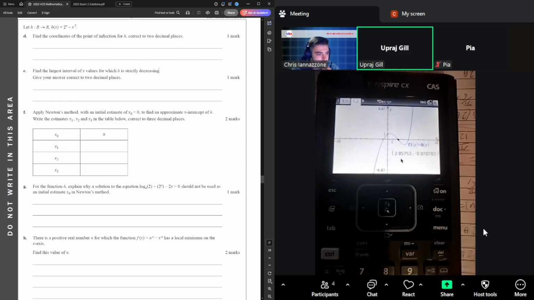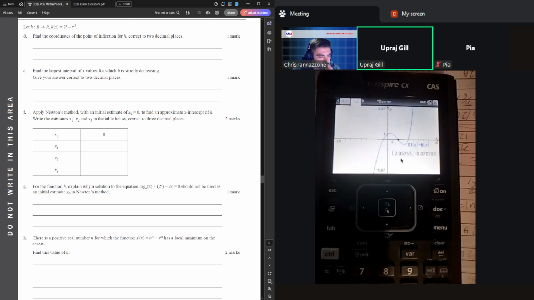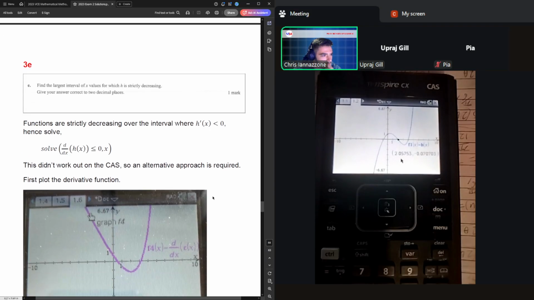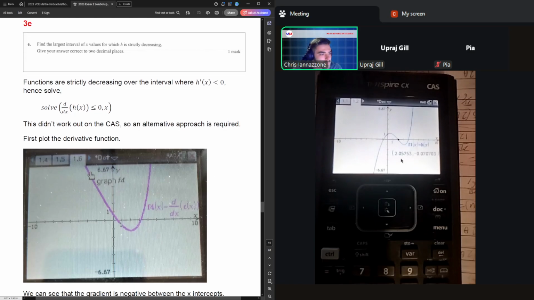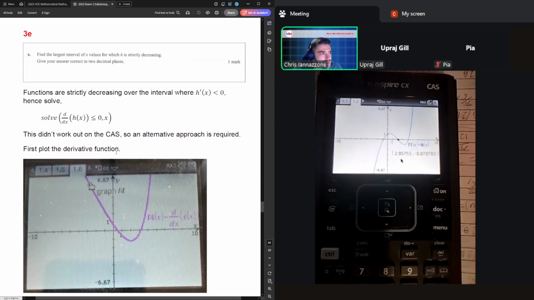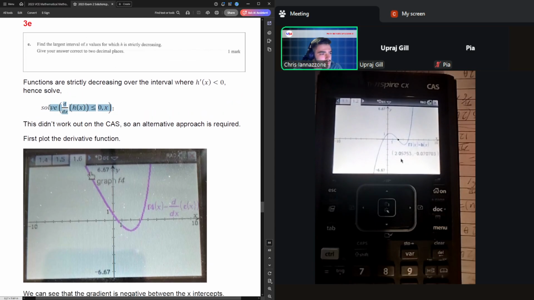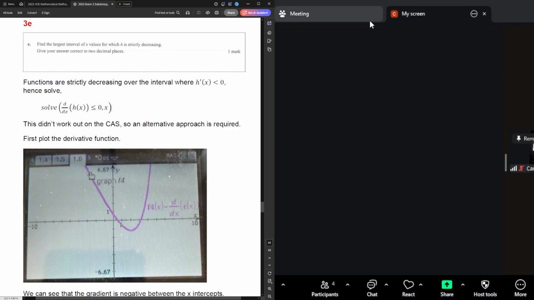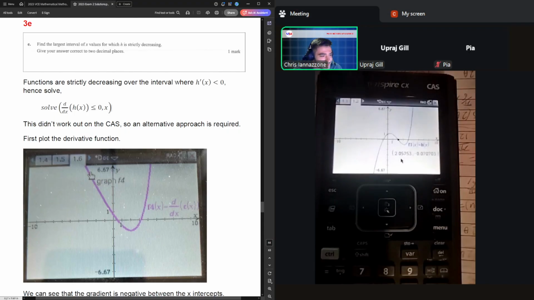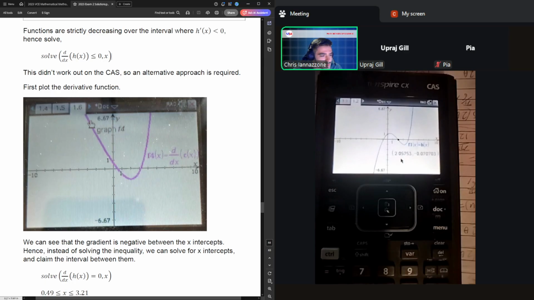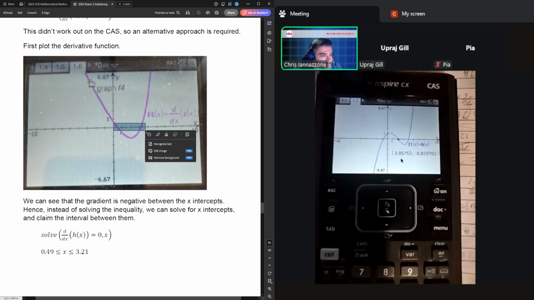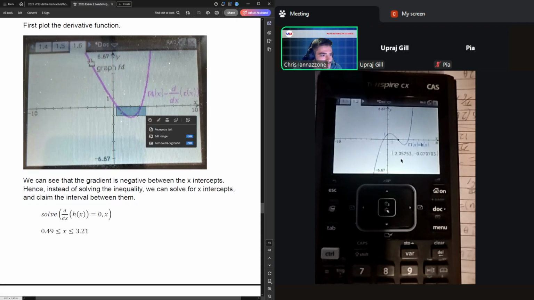Chris, is it 0.49 and 3.21? Yes, yes, it is. Nice. There's a couple ways you could have gone about that. When I was doing it myself at some point, I had tried doing derivative being less than or equal to zero. I guess that was just too complicated for the CAS, and it just didn't give me a solution. And so what I ended up doing was plotting it and seeing where derivative equals zero, and then looking for the boundary in between those.